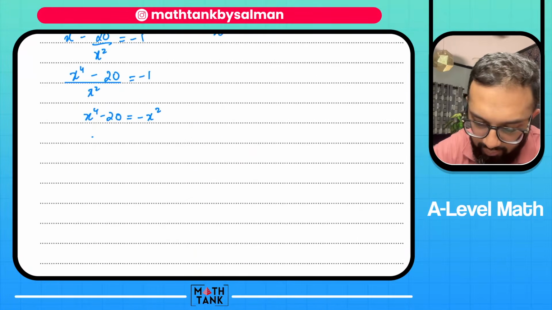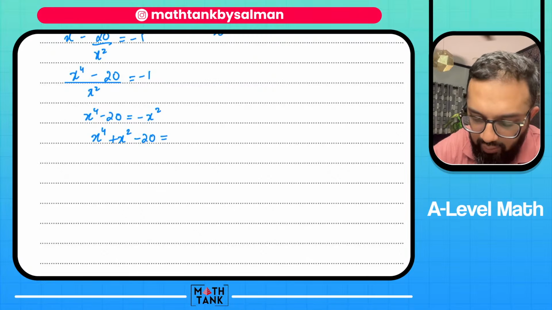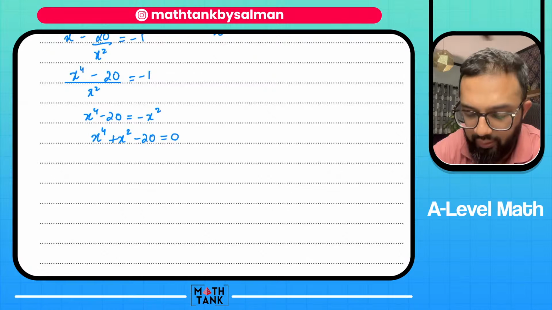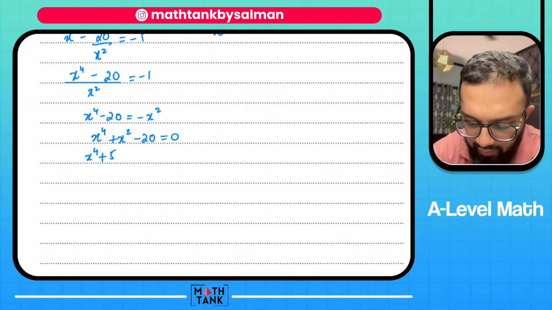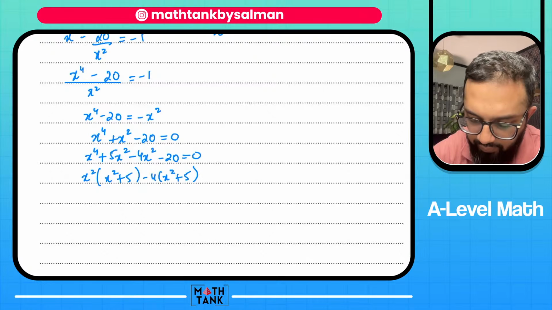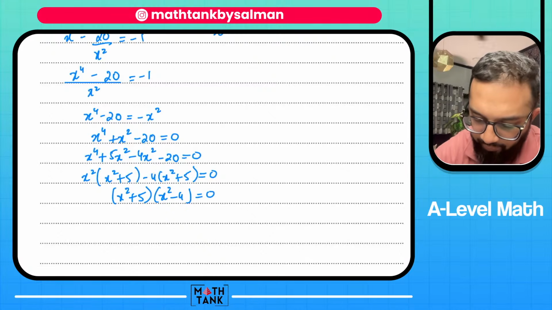That's a quartic equation in x. Okay, that's basically a disguised quadratic equation. This is something that you do in AS. You can break up the middle term again. I see very clear cut numbers. x squared plus 5 and x squared minus 4 equals 0.